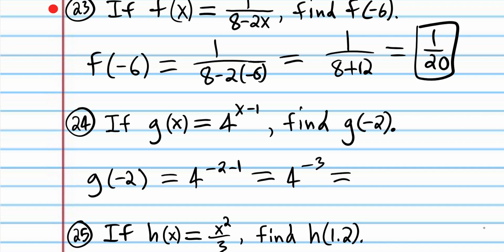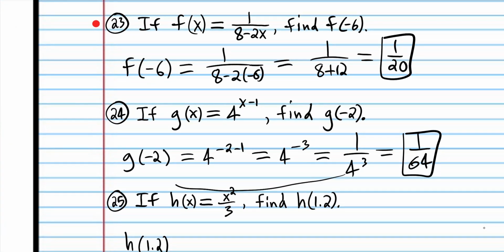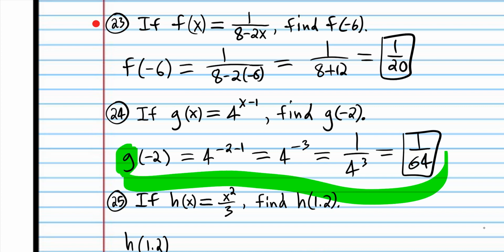We have to use exponent rule number 8. And then we just calculate 4 to the third power, which is 64. So if the input of our function is negative 2, the output is 1 over 64. And in this problem, the function is called g, whereas in the previous problem, the function was called f.